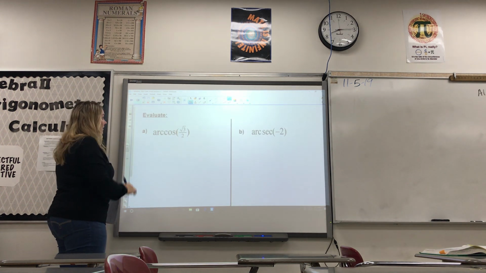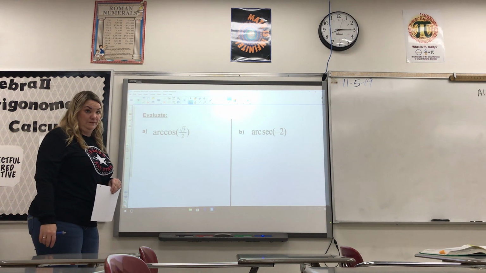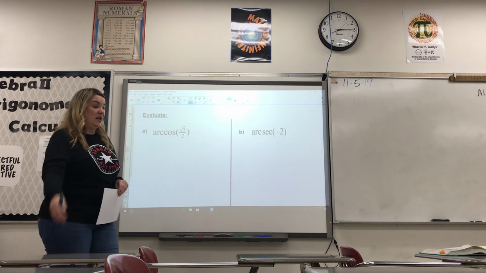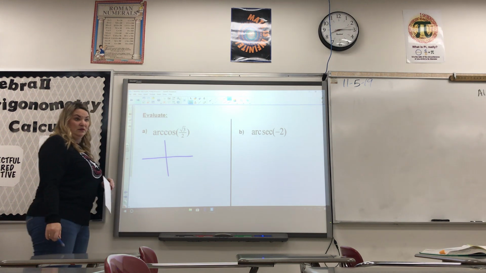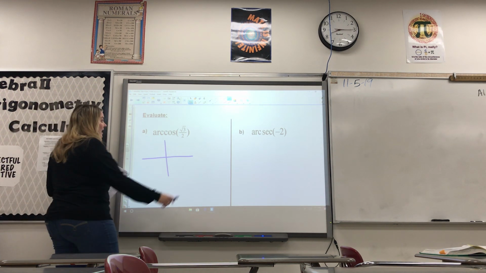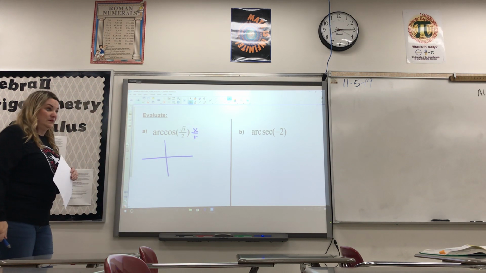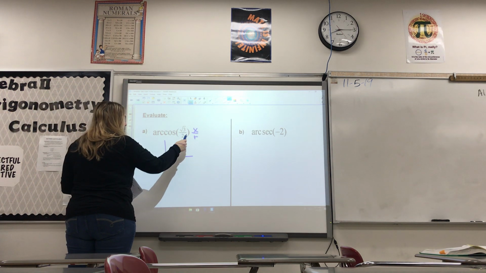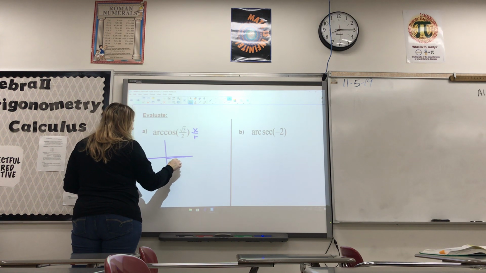Now, this is arc cosine of square root of 3 over 2, and I want the angle. So go ahead and draw your little triangle. Now cosine is x over r. Correct? Okay. So since this is cosine, and this is x and this is r, you're going to be over here.